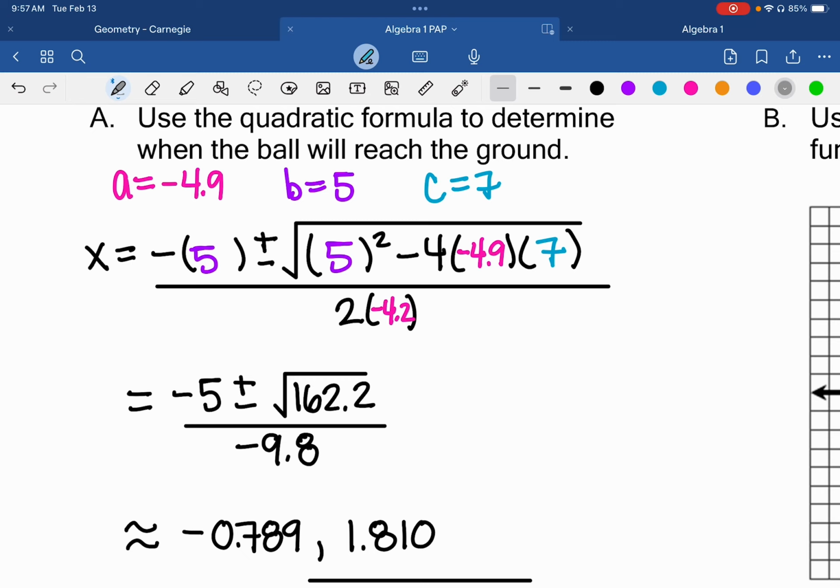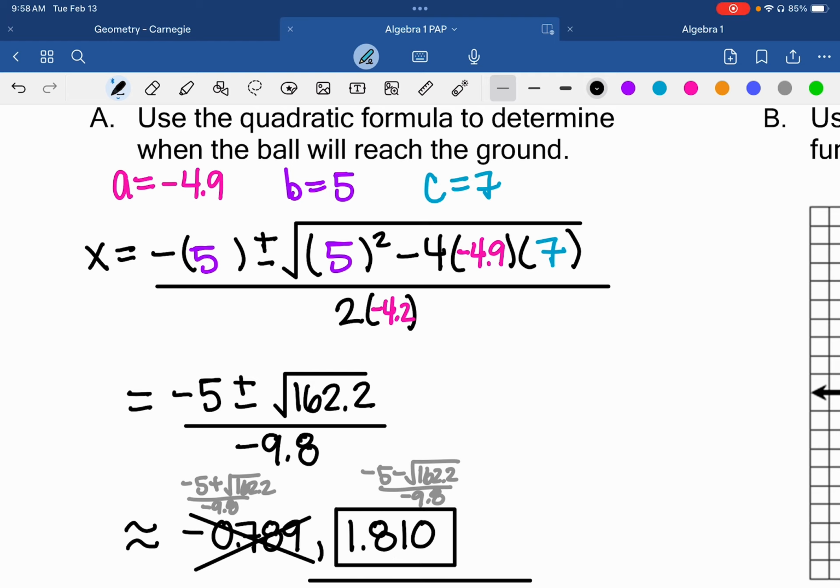Remember, this is the one where I did negative 5 plus the square root divided by the negative 9.8. And this is where I did negative 5 minus the square root of 162.2 divided by the negative 9.8. Now, in this scenario, this one does not make sense. It is a solution to the quadratic function, but because this has a scenario in the real world, this one doesn't make sense, and so this would be my final answer.